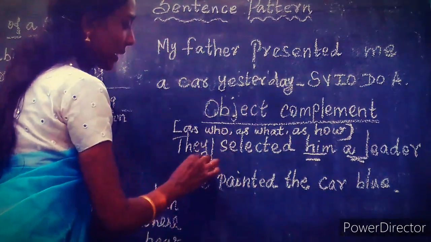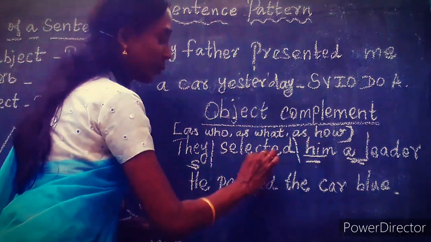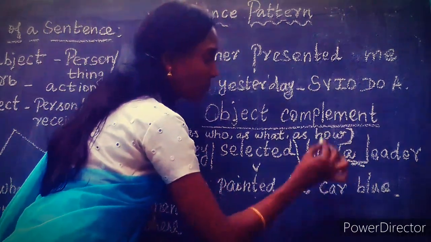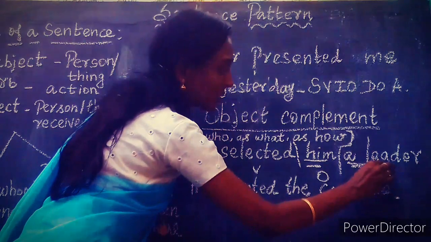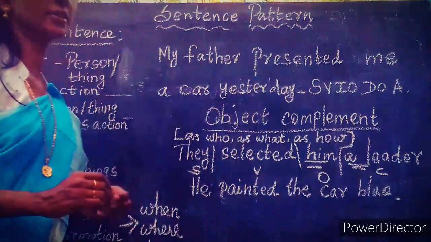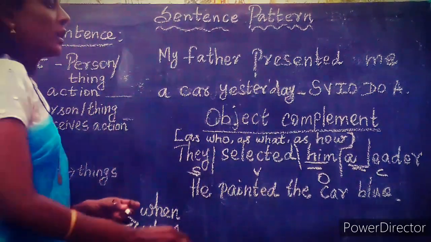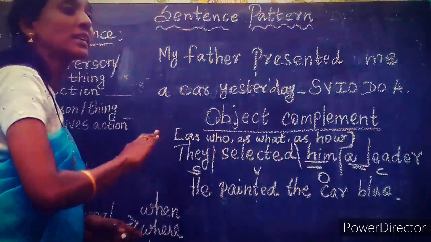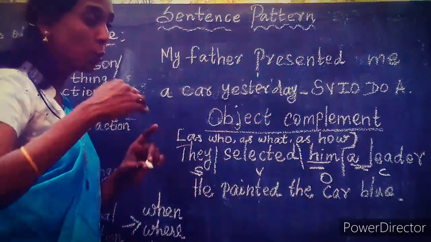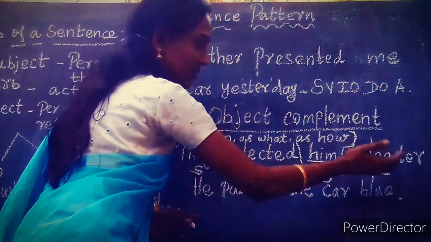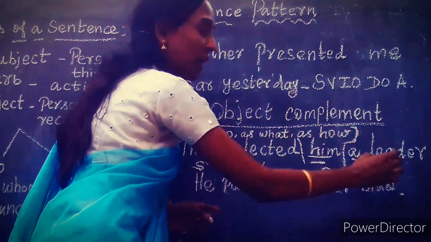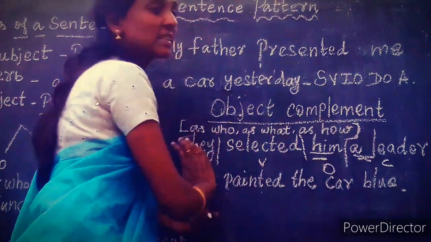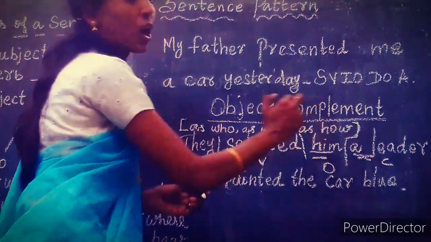So they, subject, selected, verb, him, object, a leader. Because I told you already, without the complement, the sentence may not be complete. As who they selected him? A leader. So this is the main part and it only completes the sentence. So it is called a complement.